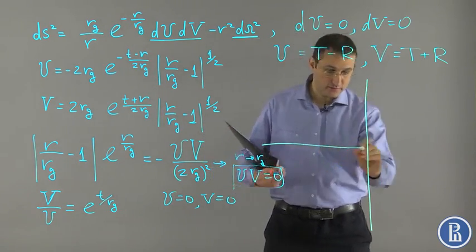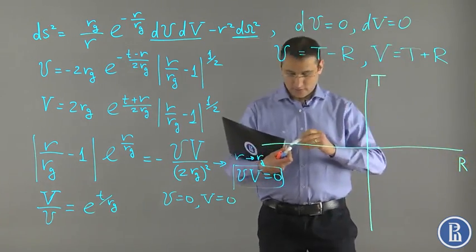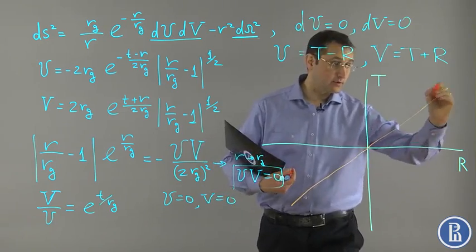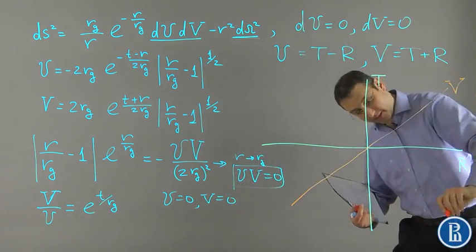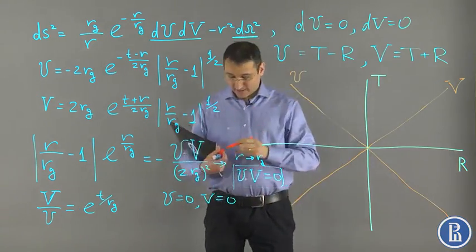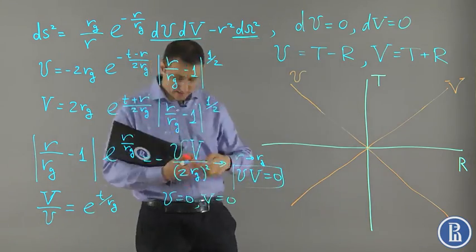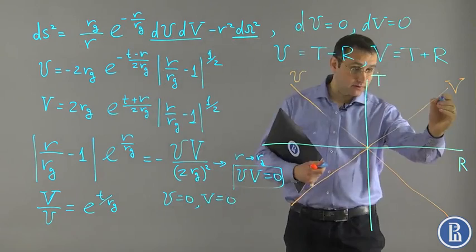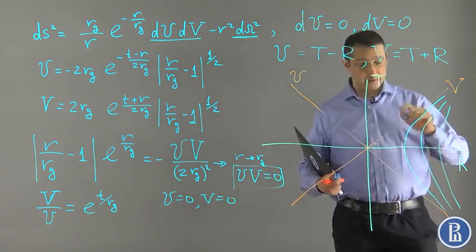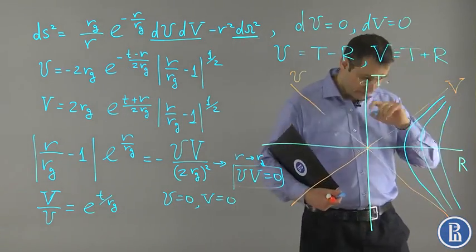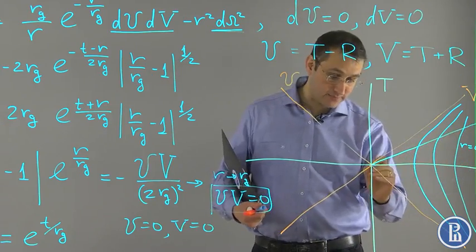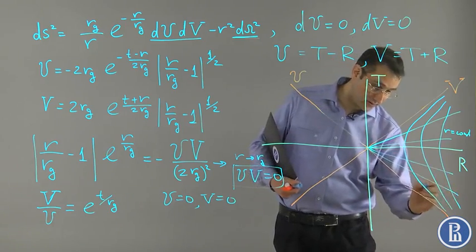So this is t, this is r. Now one can see that the line v is this one. This is the line u. And one can see that constant r corresponds to hyperbolas, like this. So the situation is very similar to the one which we have encountered in Rindler space, remember in the first lecture. So this is r constant, and constant t are straight lines passing through the origin. So this is t constant.